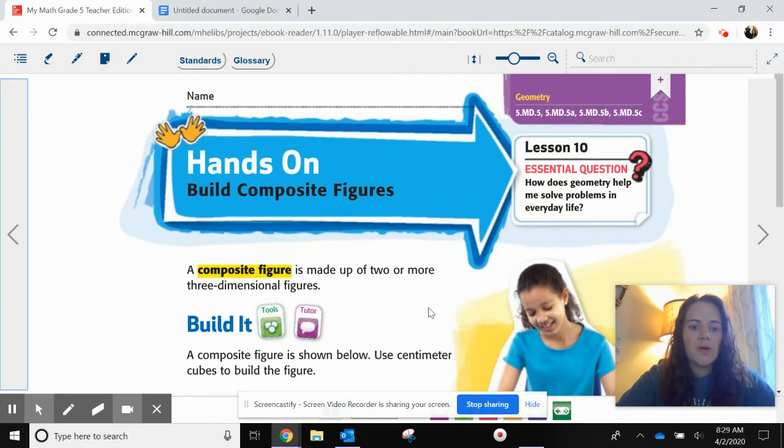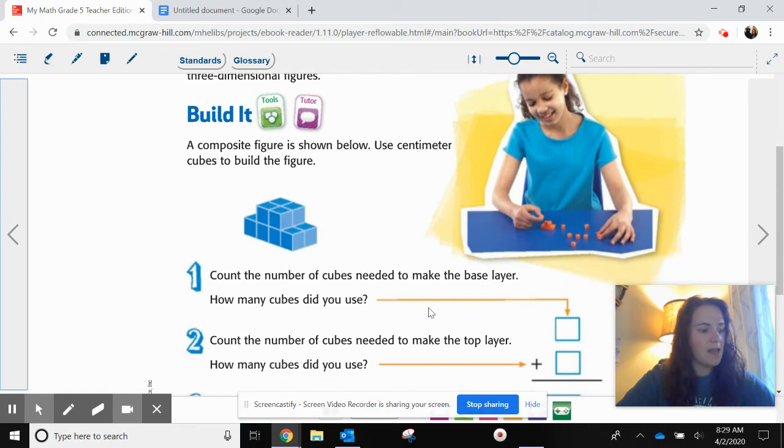Okay, so again, I have snap cubes with me. You may or may not have something like this. If you do, you are welcome to build these with me. You'll just have to pause the video to build them. If you don't have anything like this, I'll hold it up so that you can see and still participate along with us.